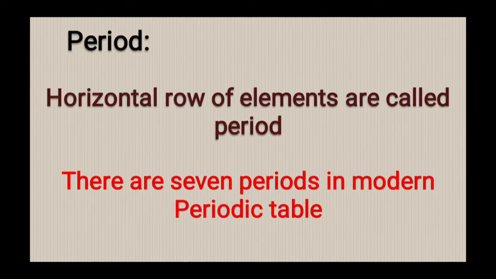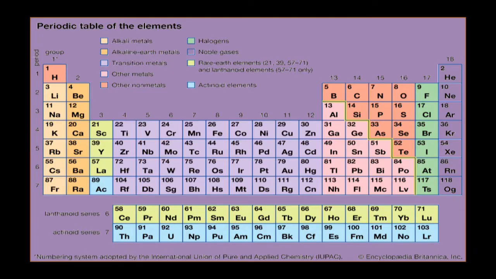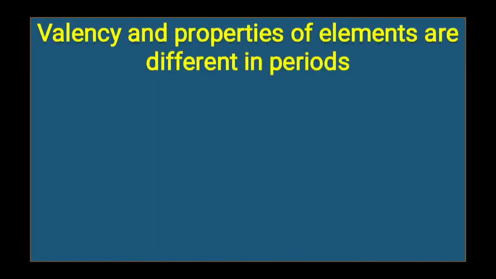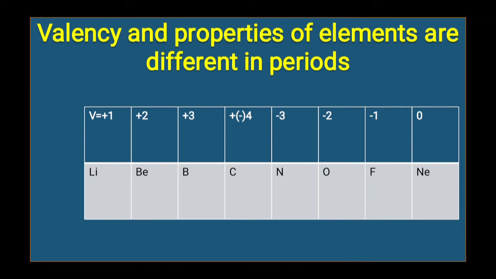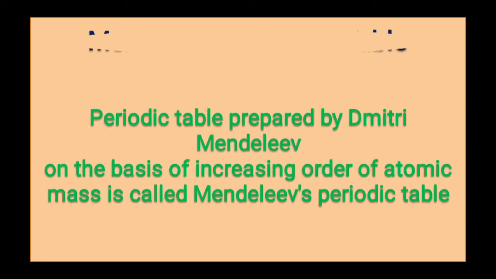Period. Horizontal row of elements is called period. There are 7 periods in the modern periodic table. Valency and properties of elements are different in periods. In different periods, valency ranges from +1 to 0.